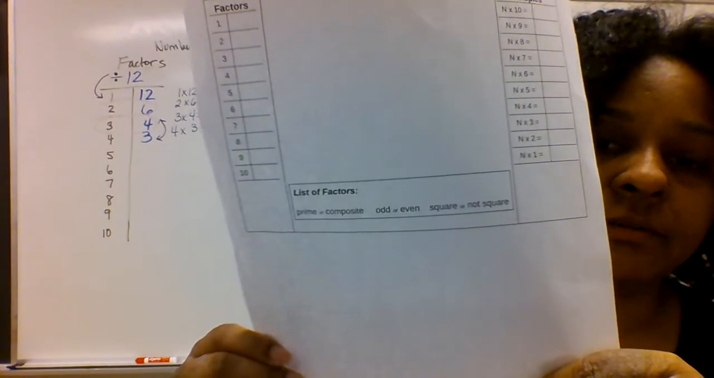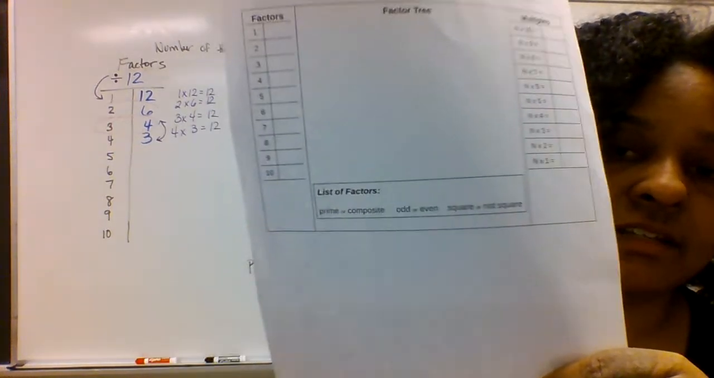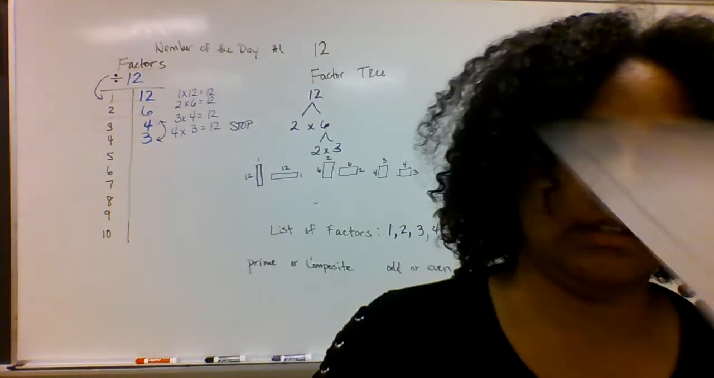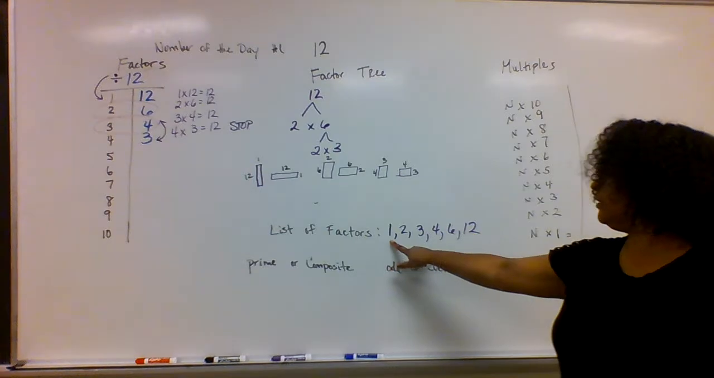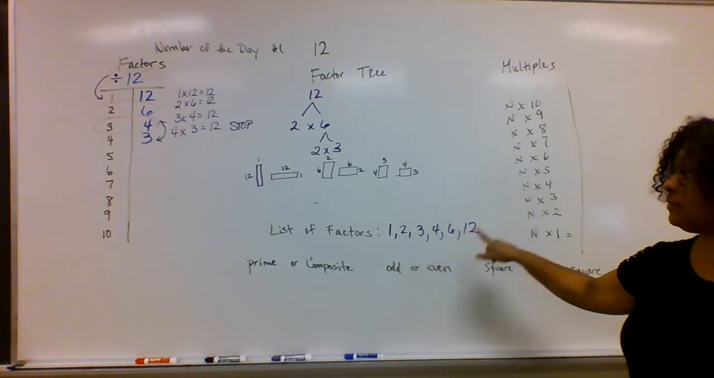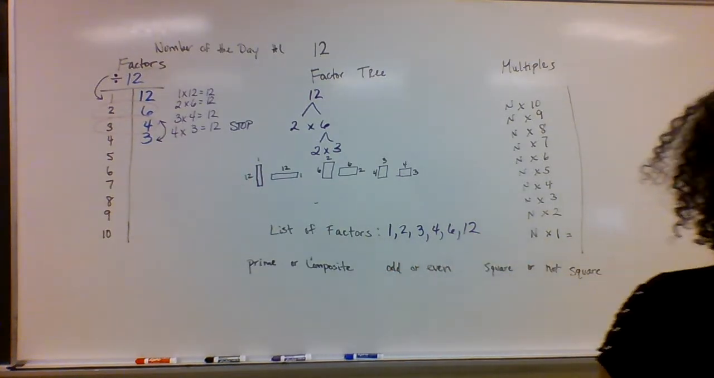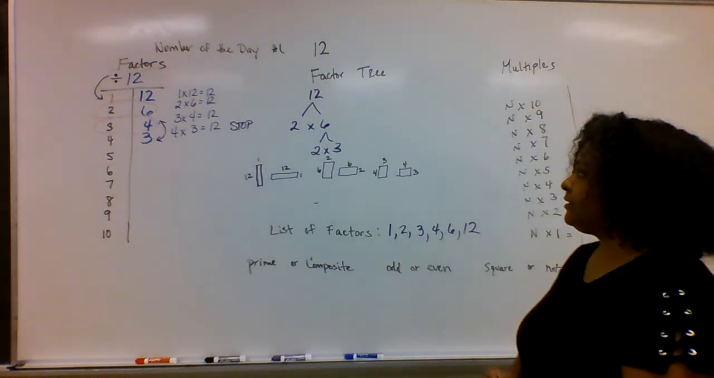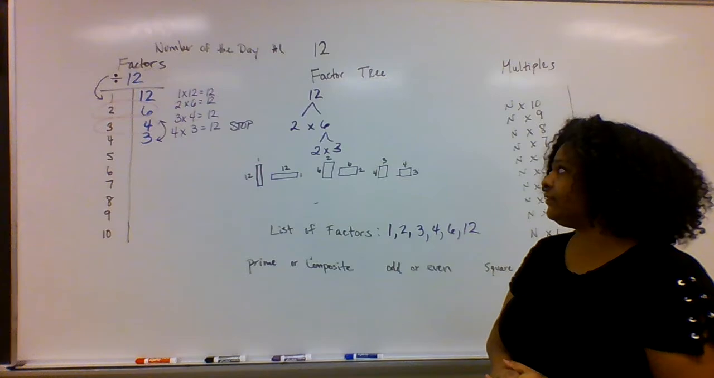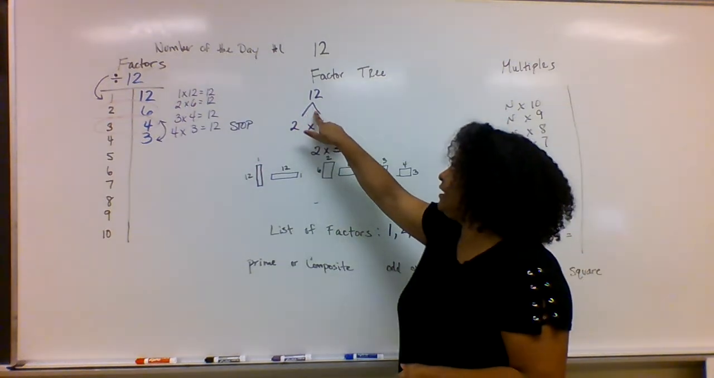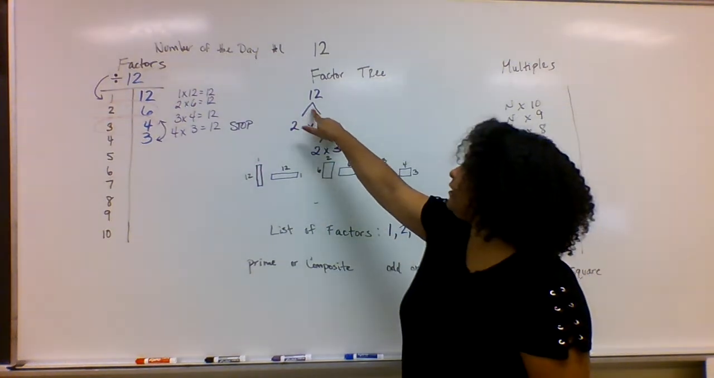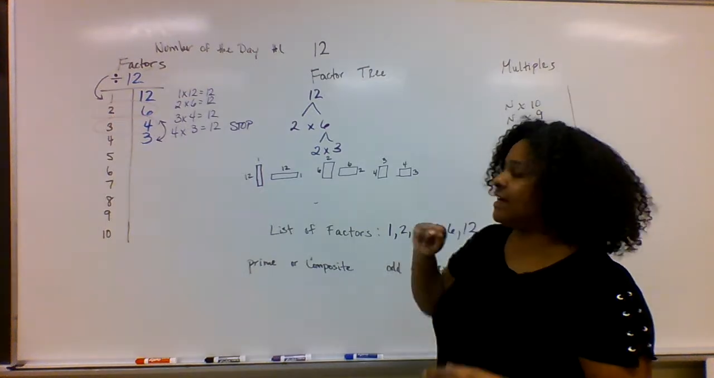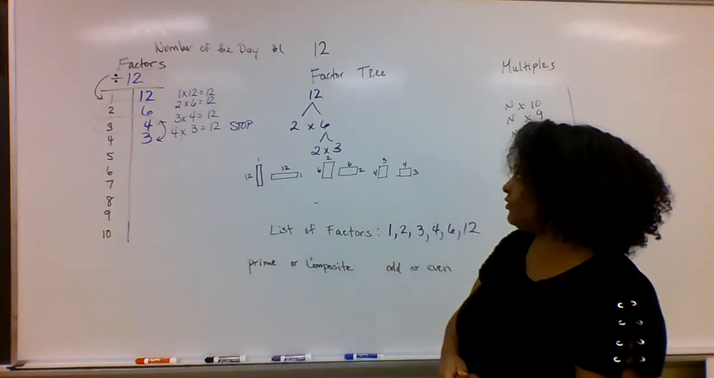So on your paper where it says list factors, go ahead and list the factors of 12. I have them right here. It's 1, 2, 3, 4, 6, 12. Okay, next let's talk about a factor tree. A factor tree gives you the same type of information in a different way. It's called a tree because you have these little notations that kind of look like branches, so people call it a factor tree.